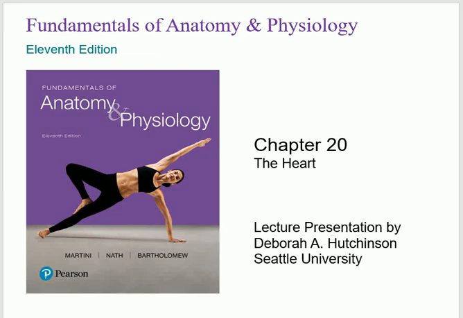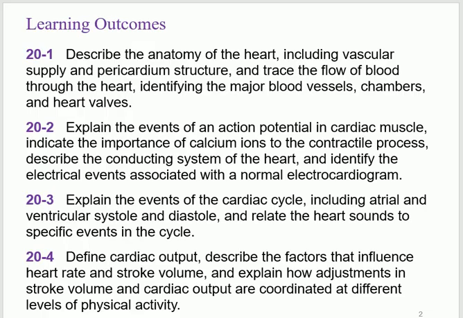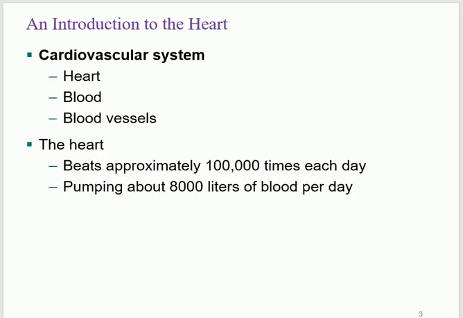So chapter 20 is about the heart, and these are the learning outcomes. We're going to talk about the anatomy of the heart, the electricity of the heart, the mechanics of the heart, the cardiac cycle, how the blood rotates in the different chambers, which is oxygenated, which is deoxygenated, and other things.